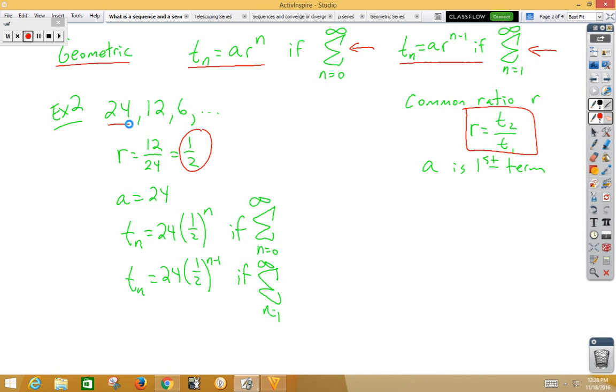And if we were to plug that in, if we were starting at 0 to infinity, our general term would be 24 times 1/2 to the n power. If we were starting at 1, it would be 24 times 1/2 to the n minus 1. Just try to remember that a is always the first term.